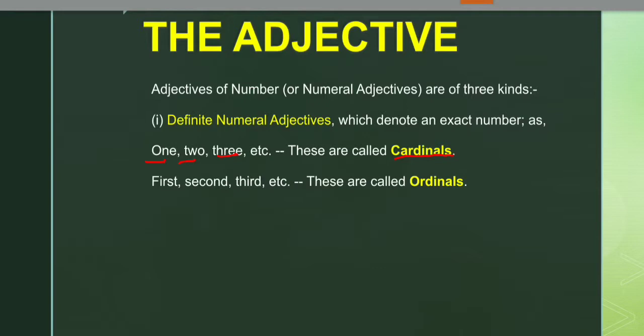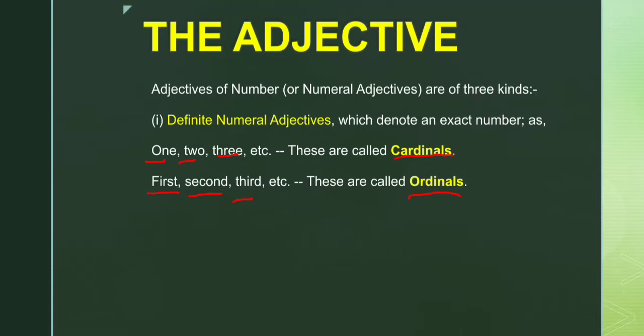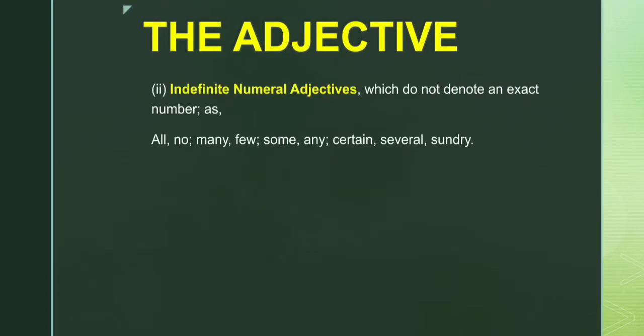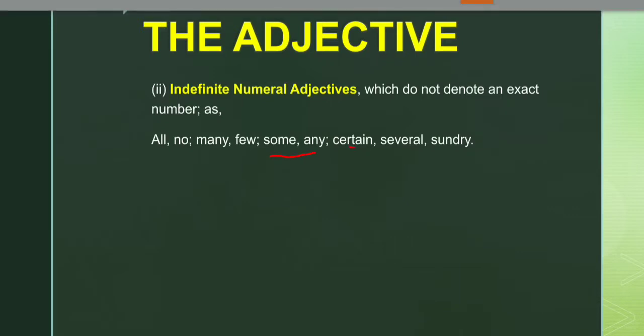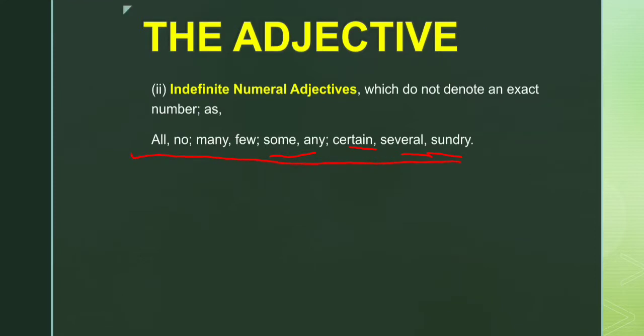And in the second we have first, second, third, 10th, 20th, 40th, 15th. So these are called the ordinals. Okay, so ordinals and cardinals are the further types of definite numeral adjective. Second, we have indefinite numeral adjectives, which do not show an exact number, like all, no, few, some, any, certain, several, and sundry. These are all called indefinite numeral adjectives.